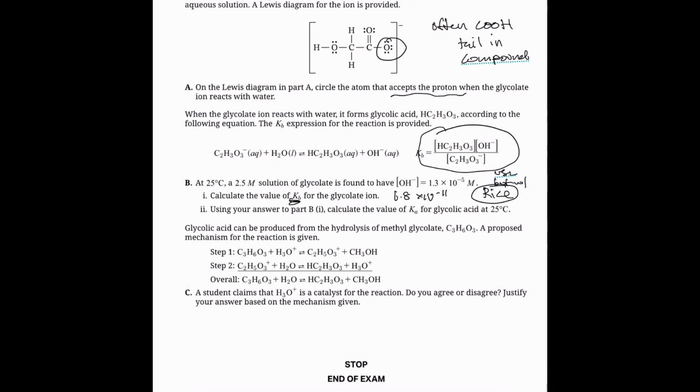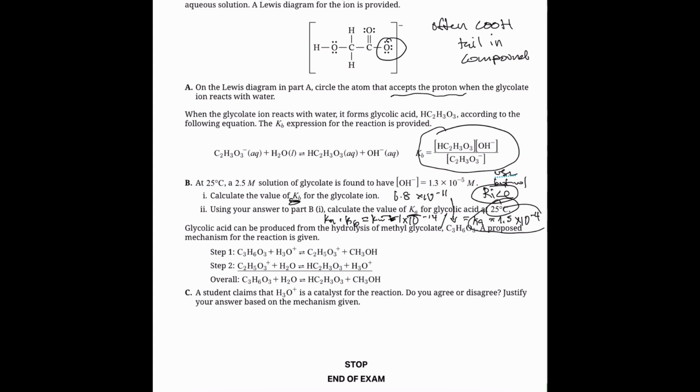Now for B part 2, using your answer to part B part 1, calculate the value for Ka. Now Ka times Kb equals Kw, and at 25 degrees centigrade, it's just 1 times 10 to the negative 14. So you can just use that divided by the Kb, which we got earlier, which is 6.8 times 10 to the negative 11, equals the Ka. I'm going to get rid of that equal sign because it's kind of misleading. Ka is 1.5 times 10 to the negative 4.